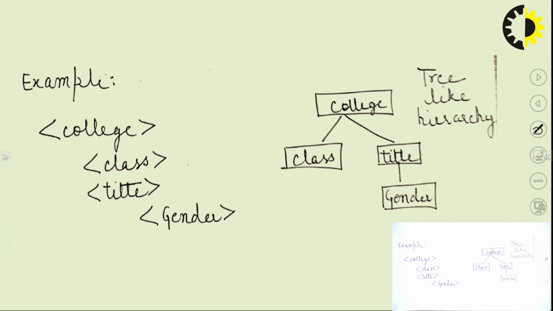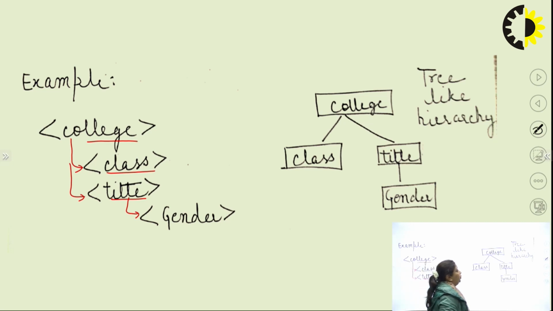So here we just take an example of how a DOM model will actually work. Suppose I have an example of an XML file. I am just showing the structure of this XML file. I have the root element as college in this file. This college node contains two other nodes, that is class and title, and then this title contains gender. So the root element or root node is college, which contains class and title. Then the title element further contains the gender.